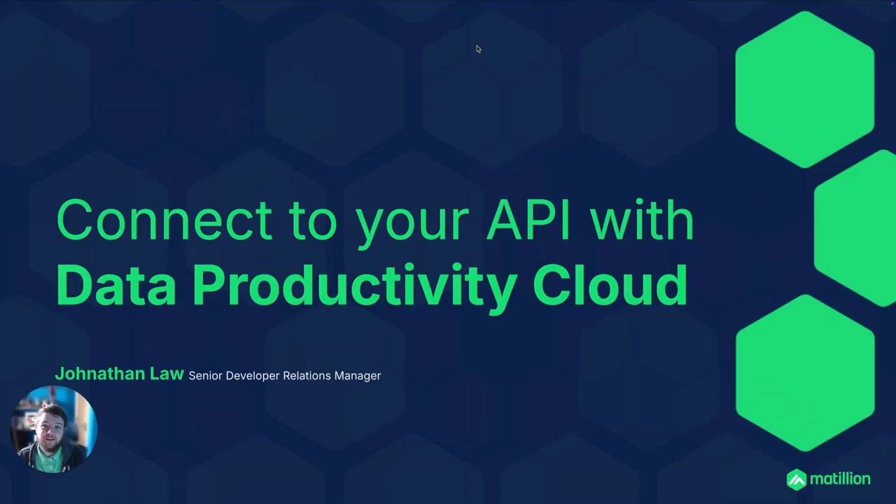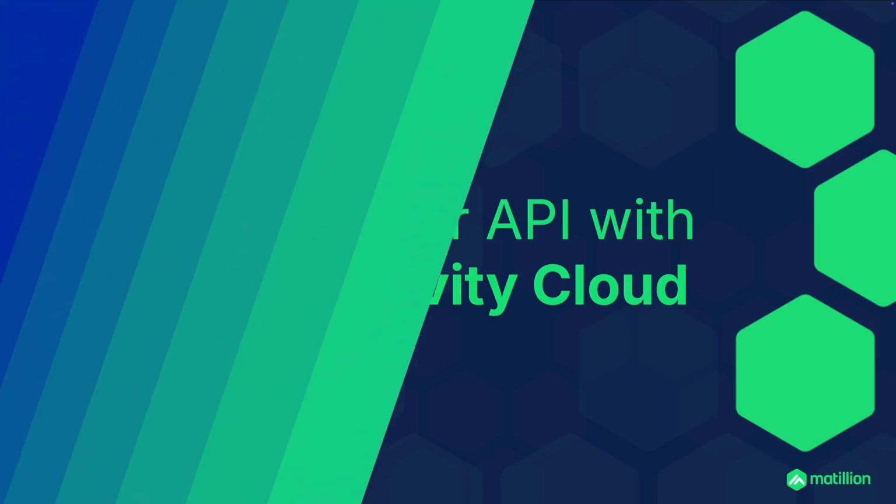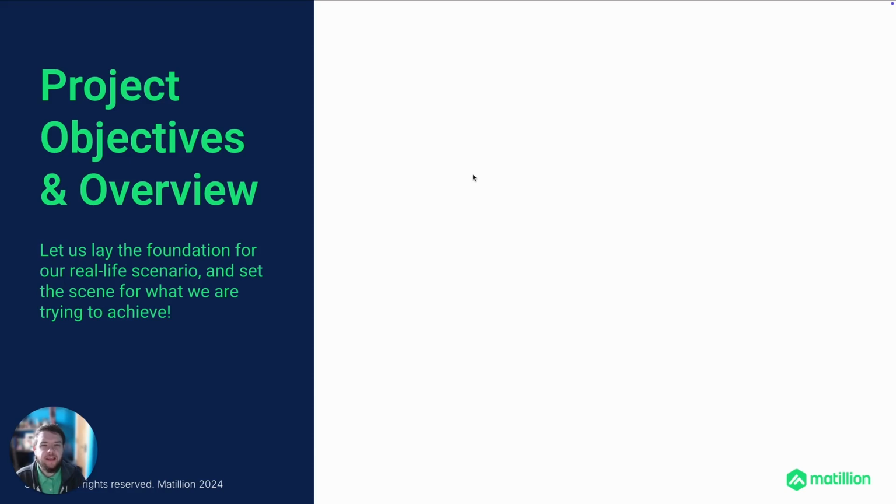Today, we're going to take a look at connecting to your APIs with the Data Productivity Cloud. Let's get started. Let's set out a couple of key objectives and give a bit of an overview of what we're trying to achieve today.